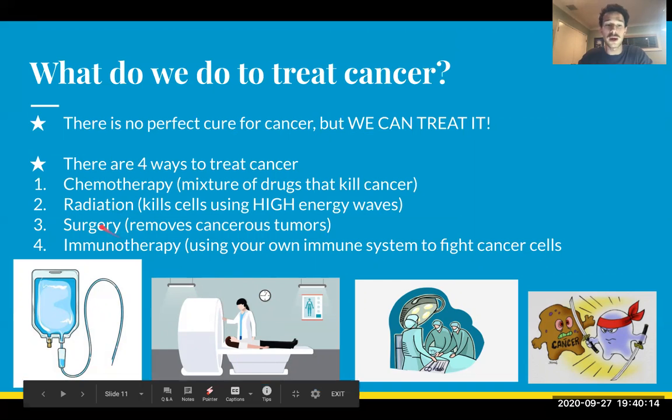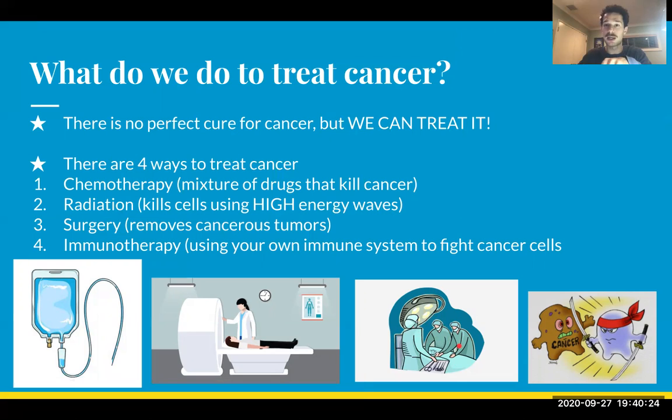Okay, the third way of treating cancer is through surgery. So surgeons, or special doctors, will go into the person's body and cut that tumor out. If they have the tumor in their body, the surgeon will go in and cut that part out, and then the person hopefully will not have cancer anymore.